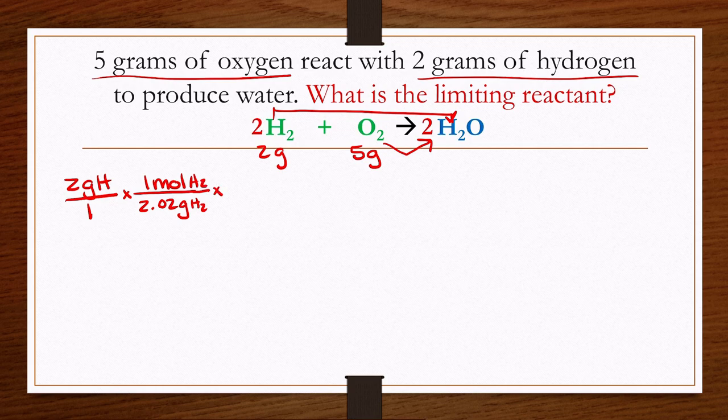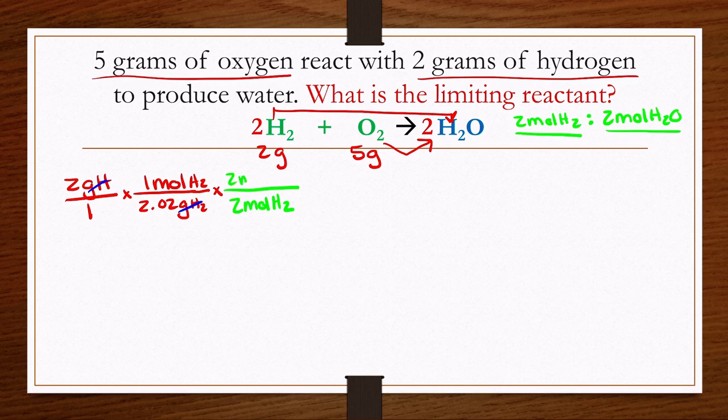All right. Now that I'm in moles, because I can see that grams of hydrogen will cancel out, I can set up my mole ratio. And my mole ratio here from hydrogen to water is going to be 2 moles of hydrogen for every 2 moles of water. So I can go ahead and put my 2 moles of hydrogen on the bottom so that my moles of hydrogen will cancel out, and my 2 moles of H2O on top.